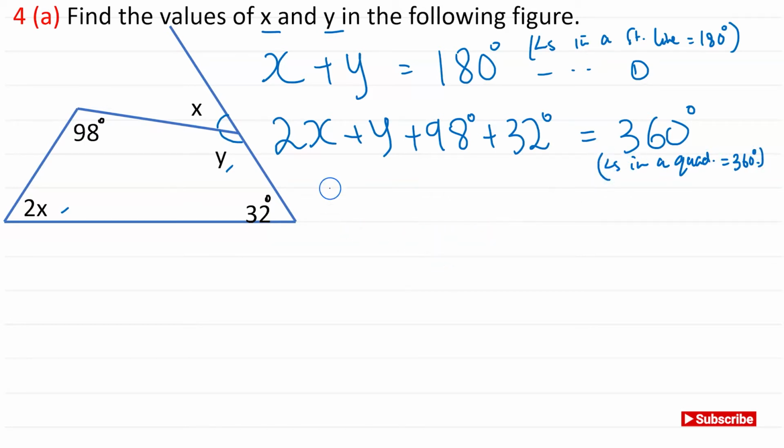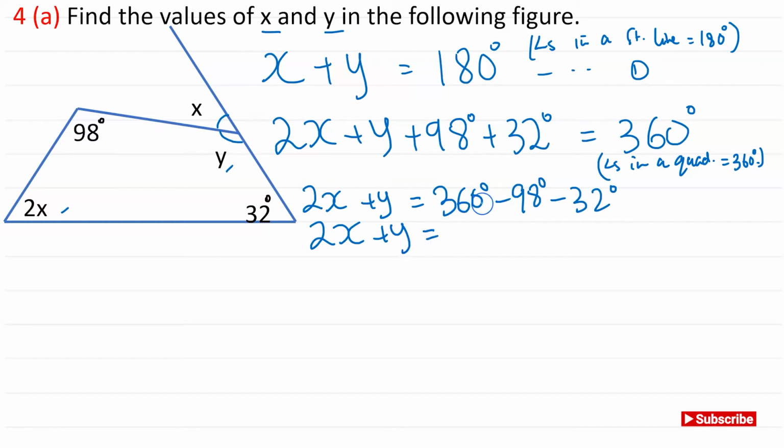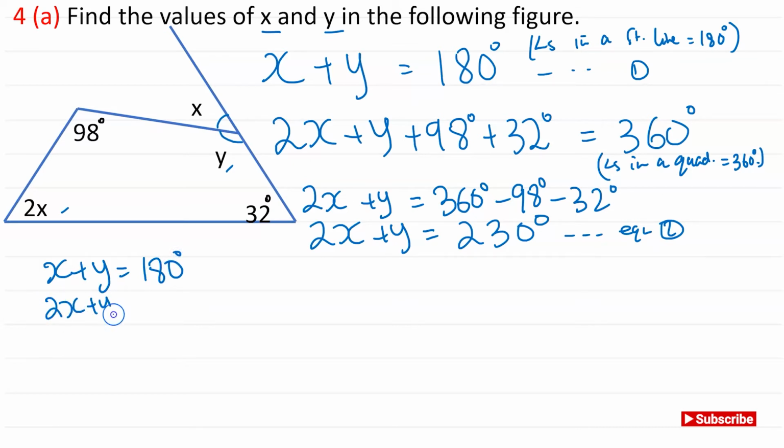If we simplify this, we get 2x plus y equals 360 degrees, take away 98 degrees, take away 32 degrees. Then we have 2x plus y equals, if you subtract this, you will get 230 degrees. Let's call this equation 2, guys. Let's put them nicely. We have x plus y equals 180 degrees, and 2x plus y equals 230 degrees. This is equation 1 and this is equation 2.